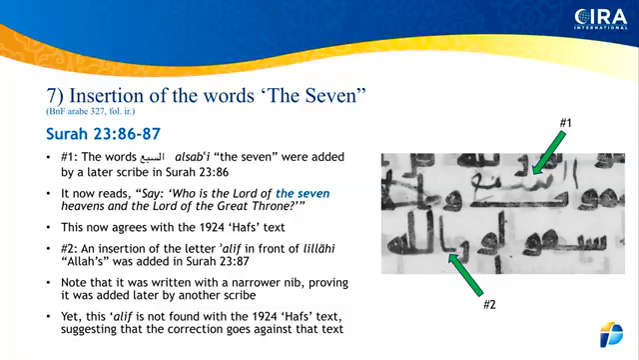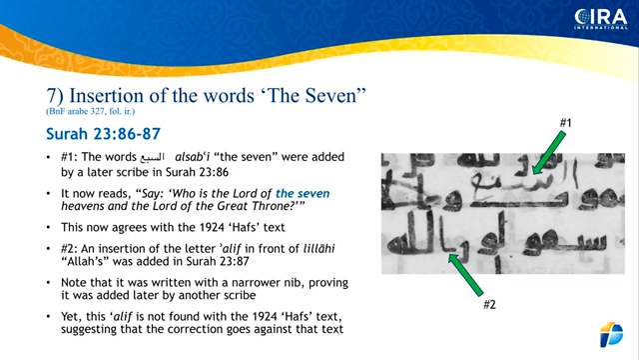Okay, now we're coming to another problem. On the same page, I want you to look back at this slide again and look at number 2. Remember what I've been saying: every one of these corrections, the first 6 that we've looked at, are standardizing to the Hafs text, the 1924 text that was standardized in Cairo, then in 1936 in Egypt, and then in 1985 all around the world. That Hafs text became the standard.